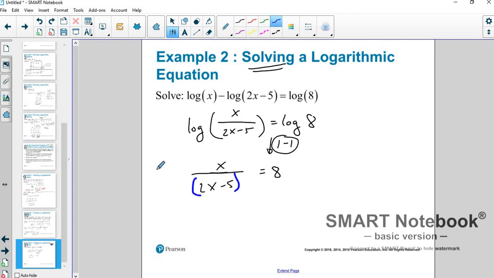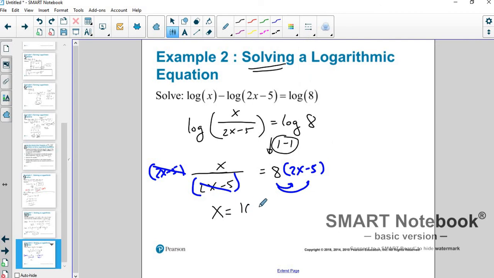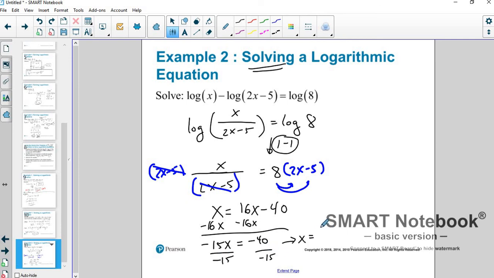So we multiply both sides by 2x minus 5 to divide that away. Distribute the 8. x equals 16x minus 40. Subtract 16x from both sides. Negative 15x equals negative 40. Divide by negative 15. Simplify, and you get x equals 40 over 15. Divide everything by 5, 8/3. So 8/3 is your final possible answer.